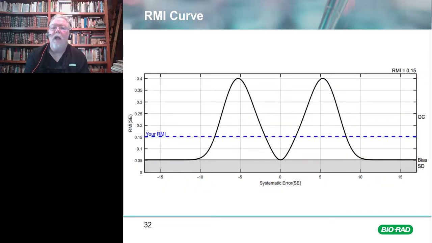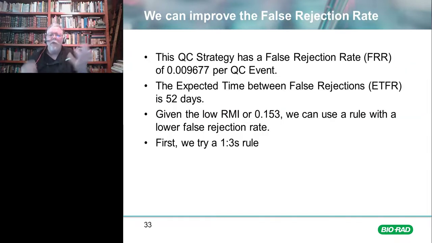Okay, so I have risk managed QC here, but what I would really like to do is take advantage of having such a low RMI. So this is the RMI curve when we have 0 error. The in control risk is at 0.05, and then I take the area of the curve here in order to compute my out of control RMI. And when I add those together, I get 0.15, and you can see that my RMI, which is this blue dashed line, is well below 1, which would be risk managed QC.